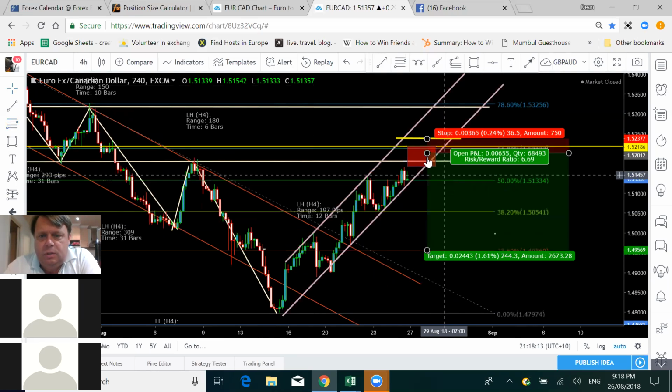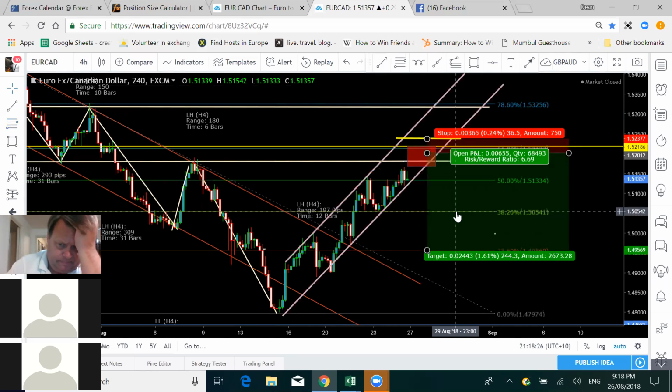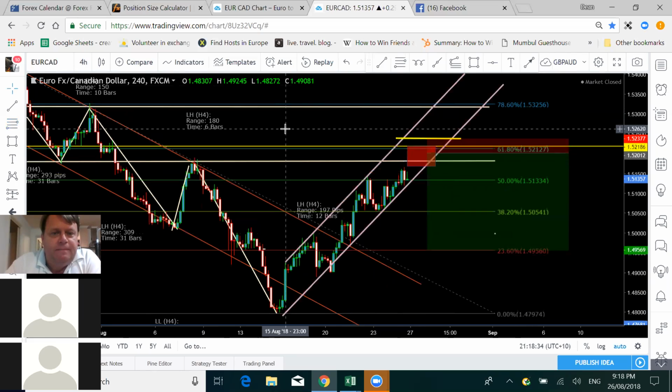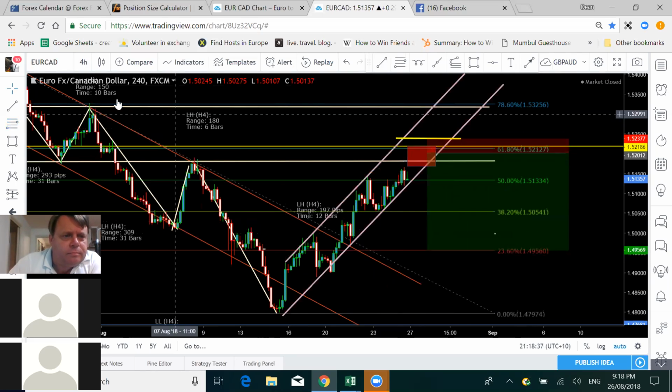Even if we get in here and take some at the 50-54 mark, which is a 50% retracement of the way down, or 38% of the retracement of the way down, that's still 200 pips there. And then there's another 100 pips down to the bottom. So it's not bad at all, if we're right.